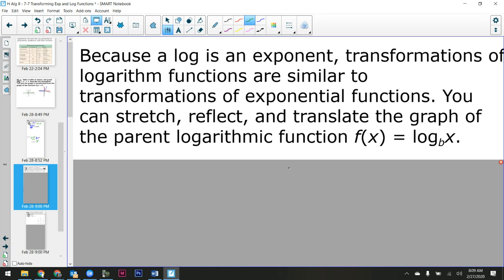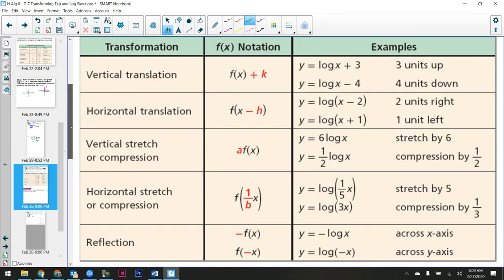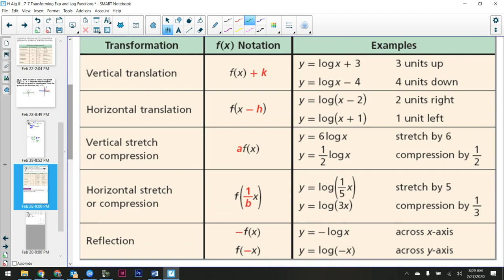Now, because a log is an exponent, the transformations of logarithms are very, very similar. This again is that same table. Look at the examples now. Happening inside is happening inside the log. Happening outside is happening outside the log. Multiplying inside is multiplying inside the log. Negative outside is negative outside the log. Negative inside is negative inside the log. It means all of these things are very similar to what we had done with exponents. Because exponents are logarithms.